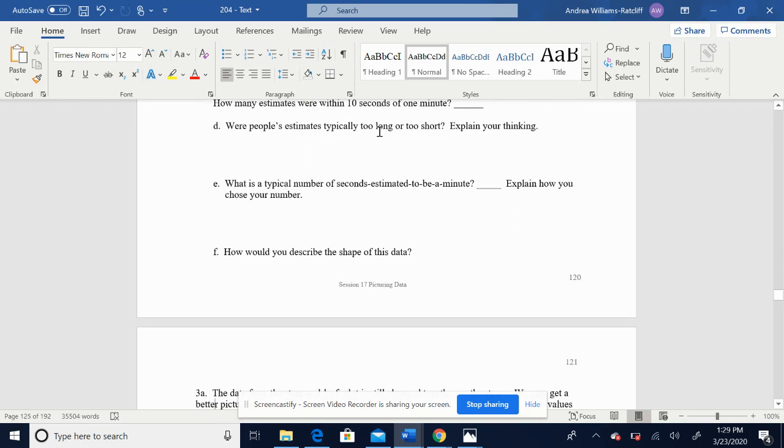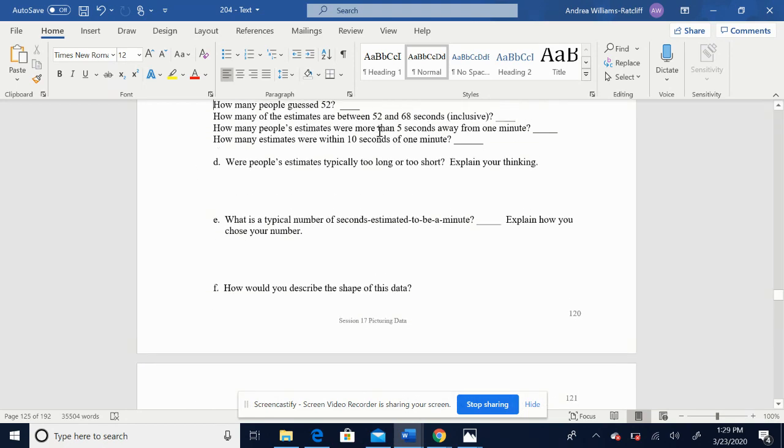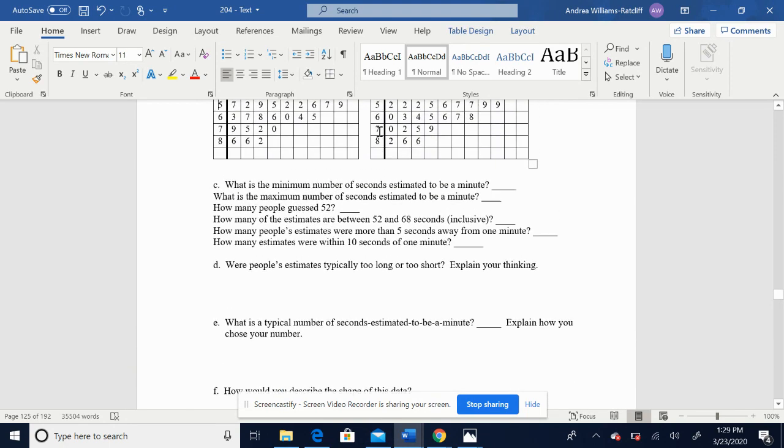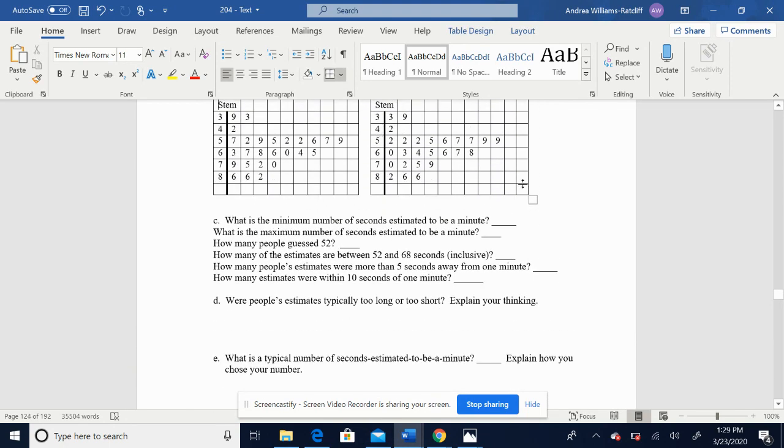What's a typical number of seconds estimated to be a minute? And explain how you chose your number. Okay, so again, a lot of us might have some different ways we would pick that. If it were me and I were looking at this, I might say 52. Okay, for a couple of reasons.